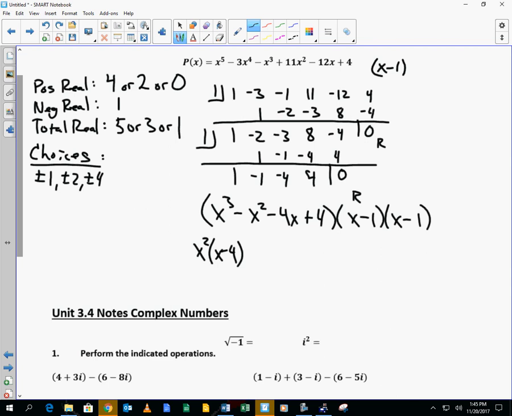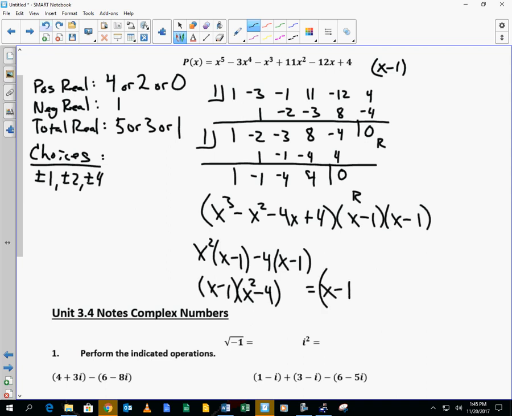And then what do I factor out of the next part? A negative 4, and I get x minus 1. So if I take an x minus 1 out now, I'm left with x squared minus 4, or x minus 2 times x plus 2, right? And how many x minus 1s did we have total then? 3 of them. So it'd be x minus 1 quantity cubed times x minus 2 times x plus 2.